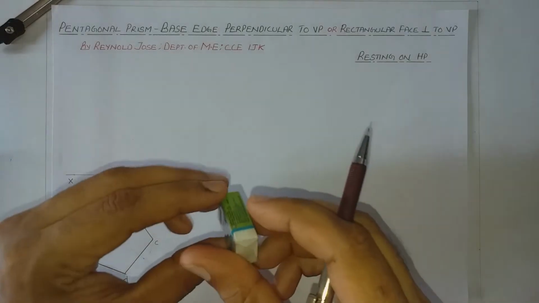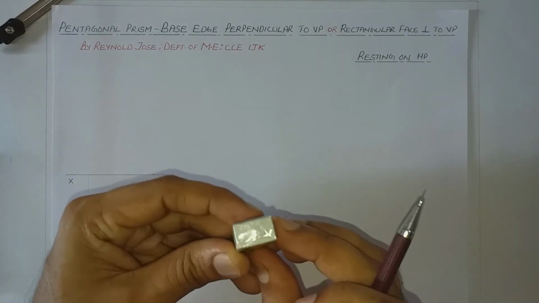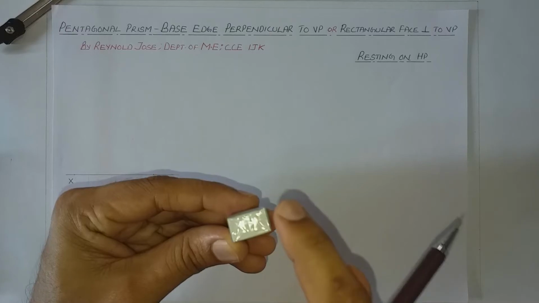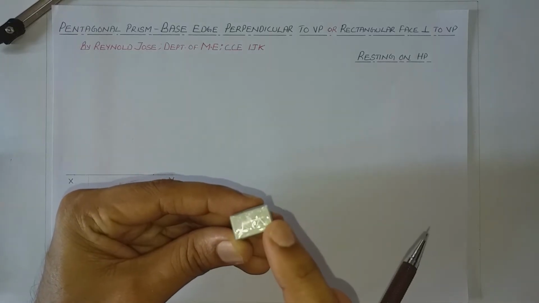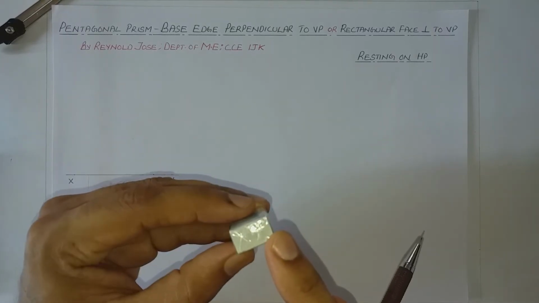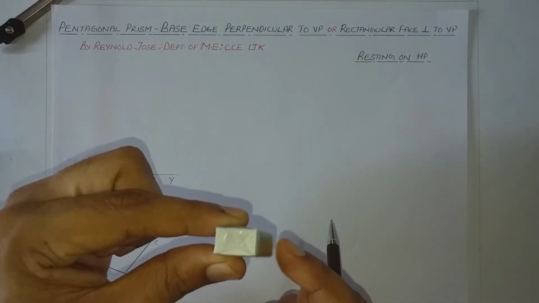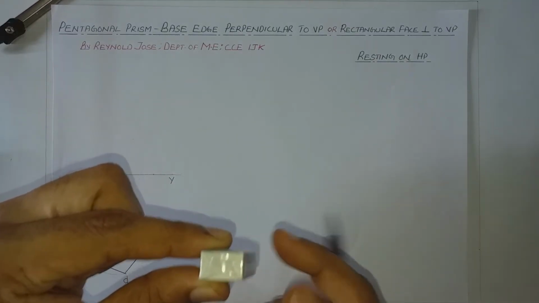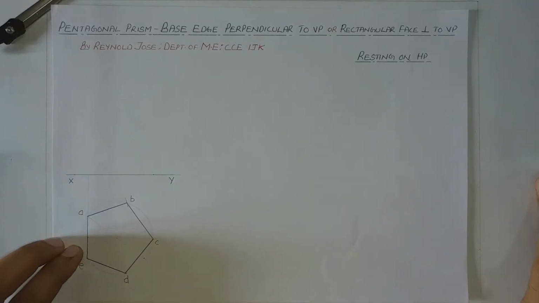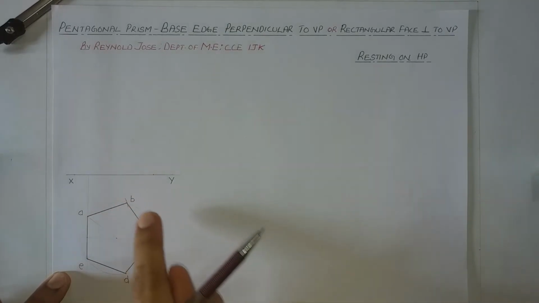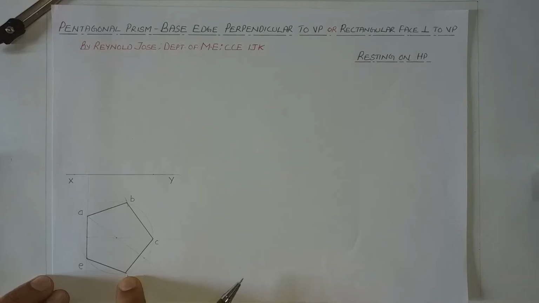If you consider a rectangular prism, on the top face we have 1, 2, 3, 4 corners which are visible. Likewise, on the bottom face also, we will have 4 corners which are invisible. So likewise, for a pentagonal prism also, we will have 5 corners which are visible and 5 corners which are invisible, which are on the base.